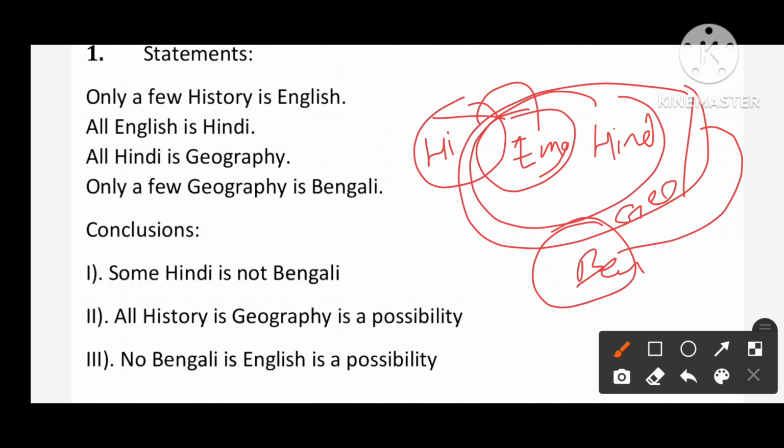Next, the conclusions. Some Hindi is not Bengali means we check whether all Hindi can be Bengali or not. Can we place all Hindi inside Bengali? It is possible. If the all case is possible, the some-not case fails. All history is geography, so can we place all history inside geography? It is possible. So this one is true. No Bengali is English is a possibility, so we check no Bengali is English. So some Bengali can be English. Is it possible? Yes, it is possible. If the some case is possible, the no case fails. Saying that possibility means our answer will be true.